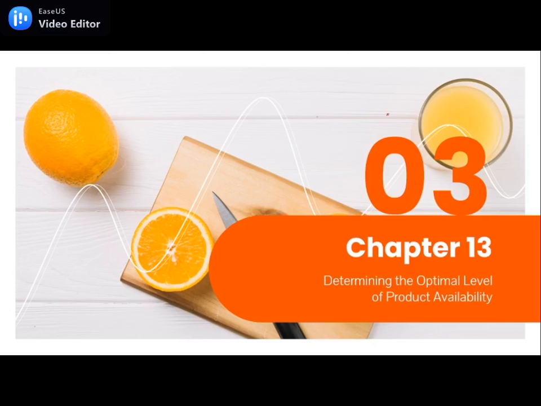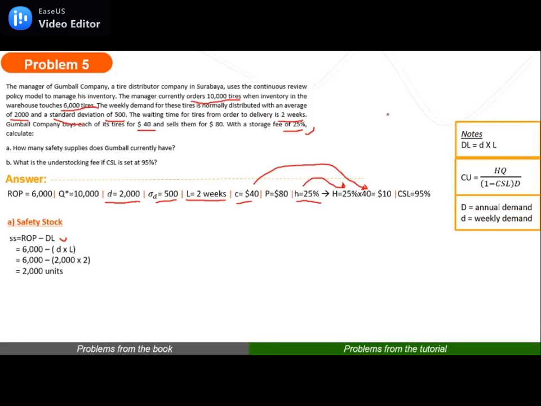Okay, so just put the numbers into the formula, and we get 6,000 minus 2,000 times 2, and we get the safety stock is 2,000 units.